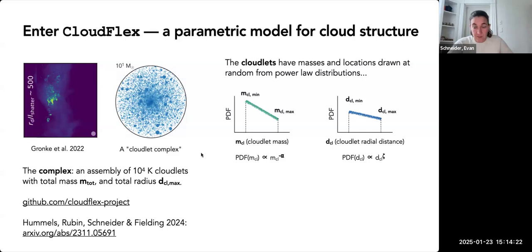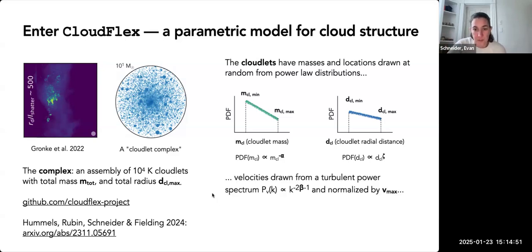For any given complex, we can set the masses and locations of the cloudlets statistically using a mass PDF, where the slope of this PDF, which is alpha, for our fiducial models we set to -2, or 2 if you don't include the negative. And then the distance similarly we can set to be preferentially closer to the center, and then trailing off as you move out. We can initialize velocities for each of the little cloudlets based on a turbulent velocity field, with whatever power spectrum and normalization you want.